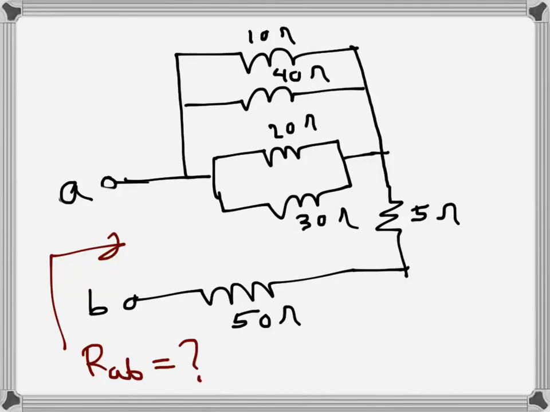We want to find the resistance RAB, that's the resistance seen from terminal AB. So it's a very simple circuit again. We have 20 ohms and 30 ohms, these two in parallel, and then that combination is coming in parallel with 40 ohms and 10 ohms. So let's first find the parallel equivalent of 20 ohms and 30 ohms.